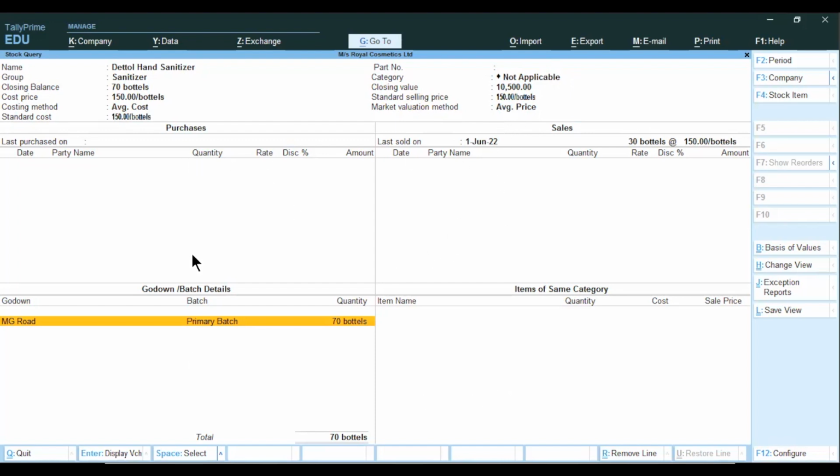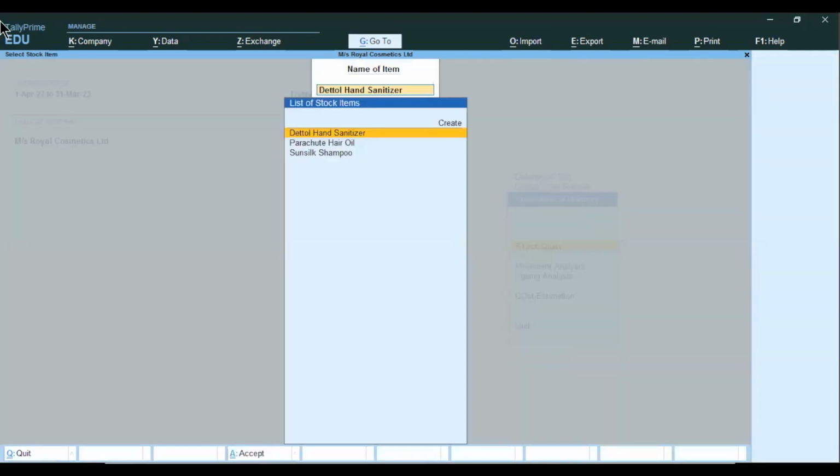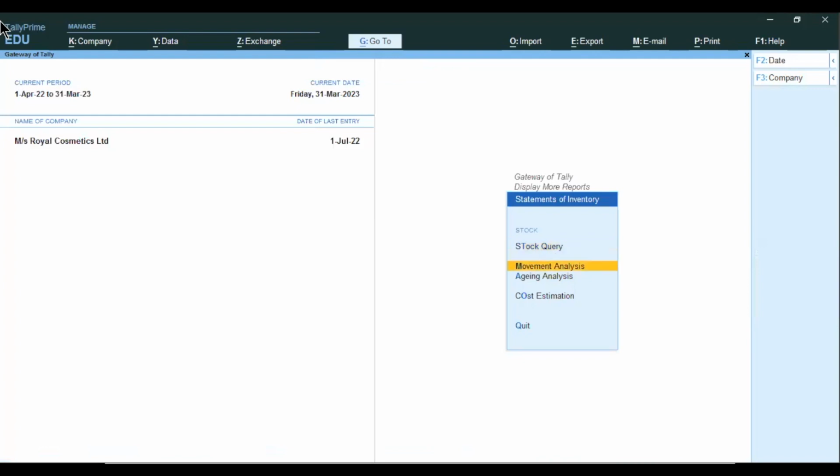Then we have four windows, where in the first window we will check the purchase part of whatever stock we have opened. The sales entries can be checked over here. Godown details or batch details can be checked in the third part. And if we have stock of other goods in the same category, we can see the details in the fourth window. So this is the stock query. Movement analysis: if the stock is moved from one godown to another, we can check the same.